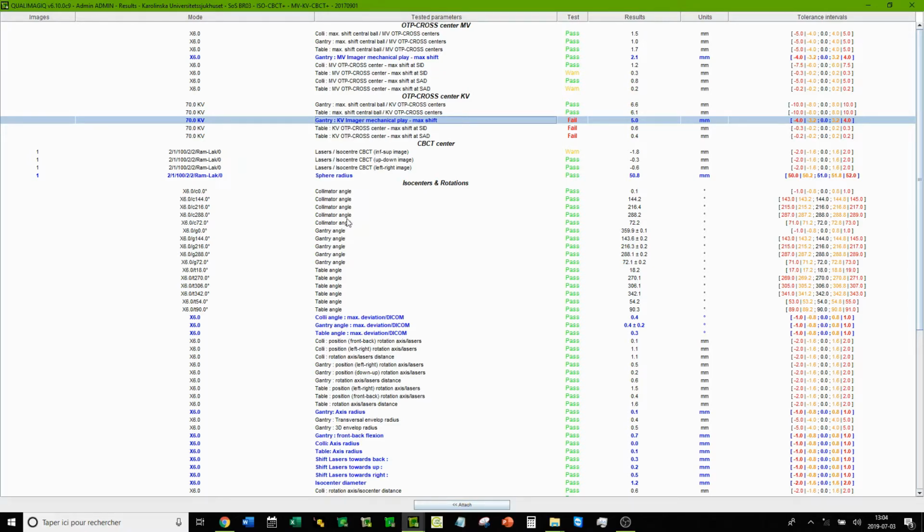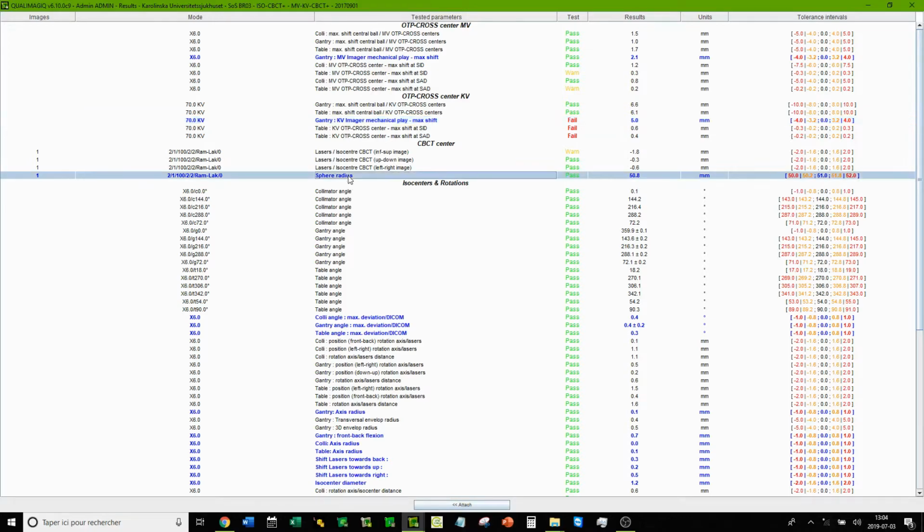Given that we detect the surface of the sphere, it is interesting to measure its radius and compare it to its theoretical radius, which is 51 mm, which yields a geometrical distortion test in the CBCT images.